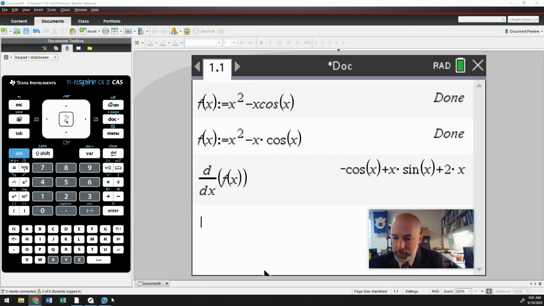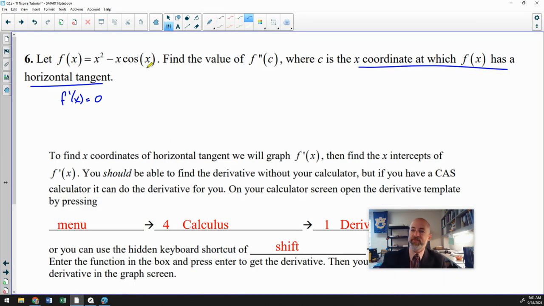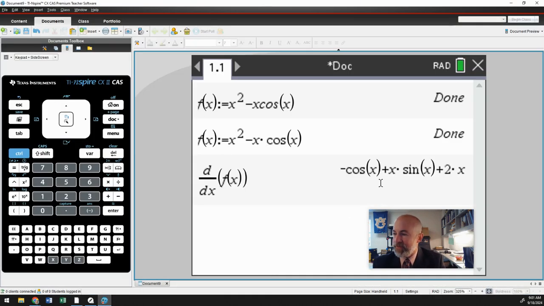Now, back to the problem. Remember, we were finding the derivative because we're looking for horizontal tangents. I need to graph this derivative. I need to find where this derivative hits the x-axis, and then I need to use that answer to find the value of the second derivative at that x-coordinate. So I'm now going to graph that function.